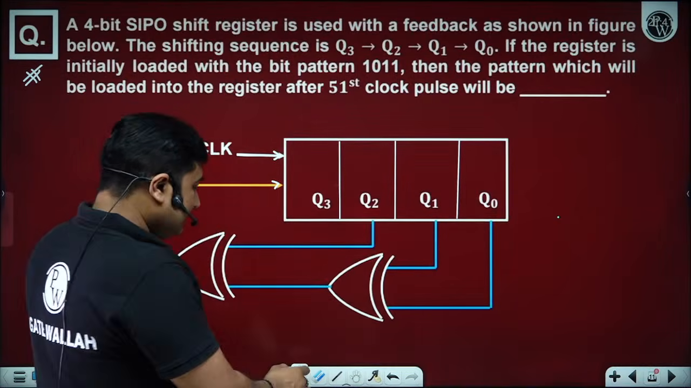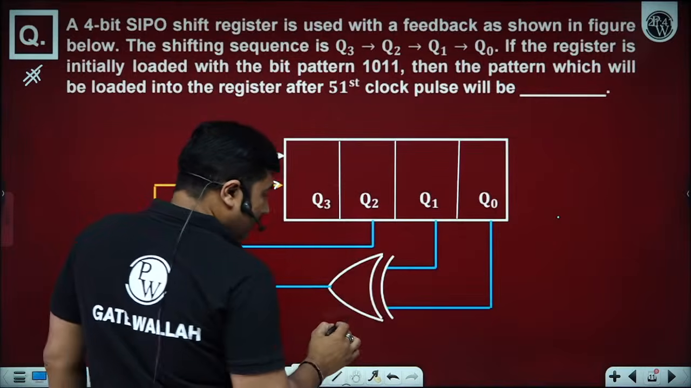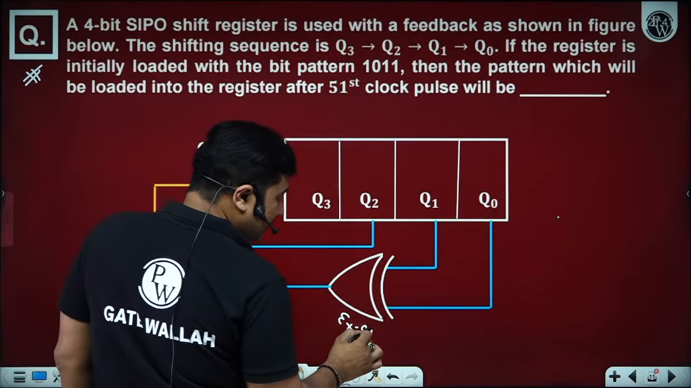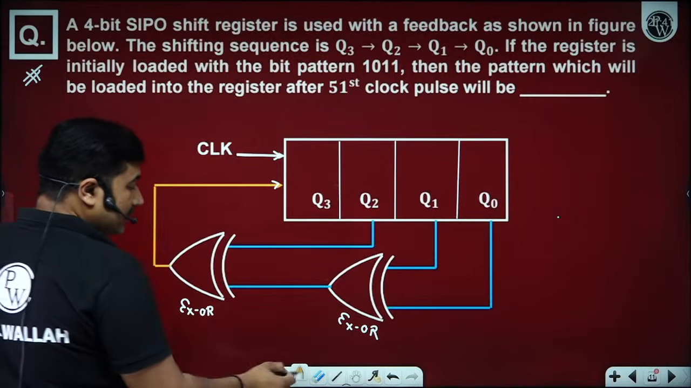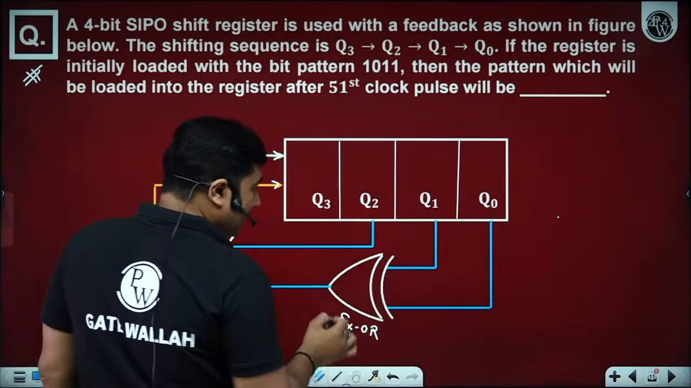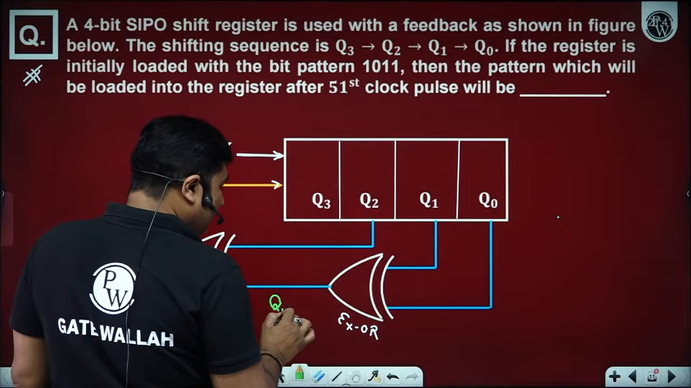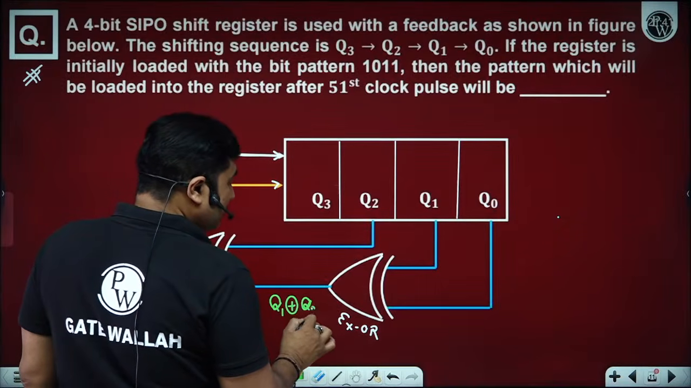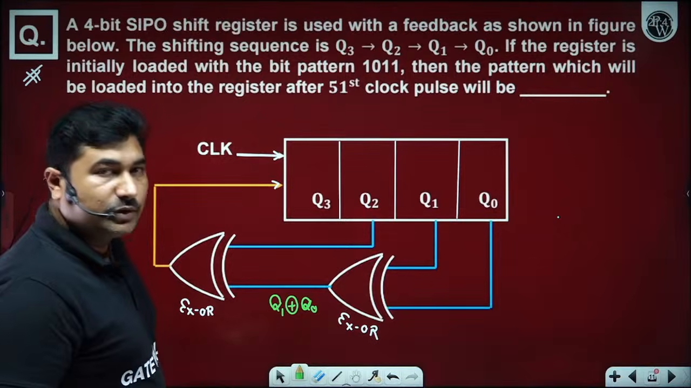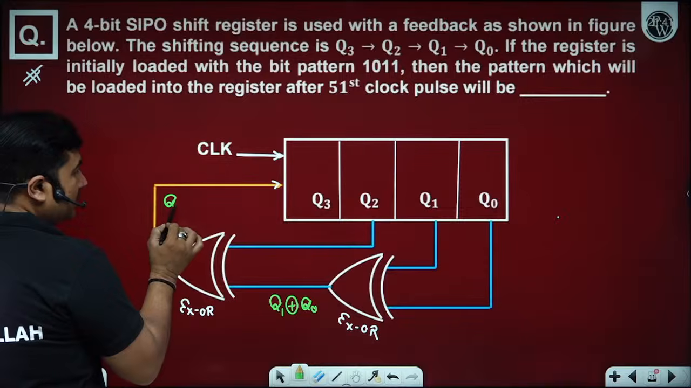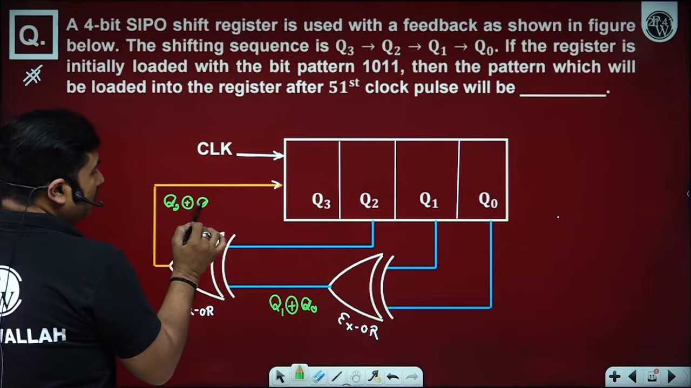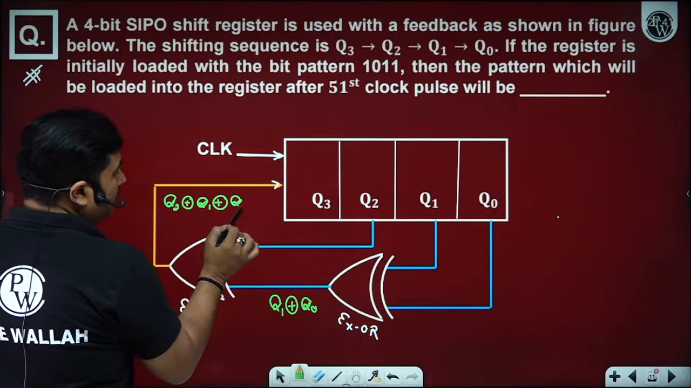So we all can see that this is an XOR gate. We can see that this is an XOR gate. And this is also an XOR gate. So one can easily say, sir, what are we getting? We are getting Q1 XOR Q0. Since the XOR gate follows the commutative and associative law, we can say the input is Q2 XOR Q1 XOR Q0. Is it okay?